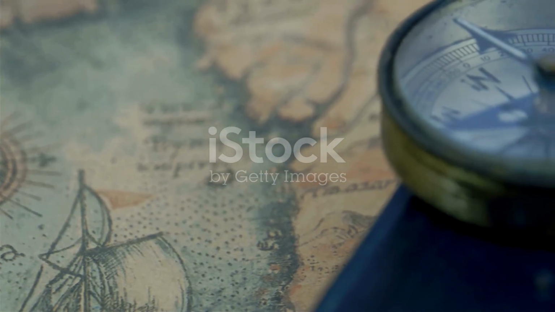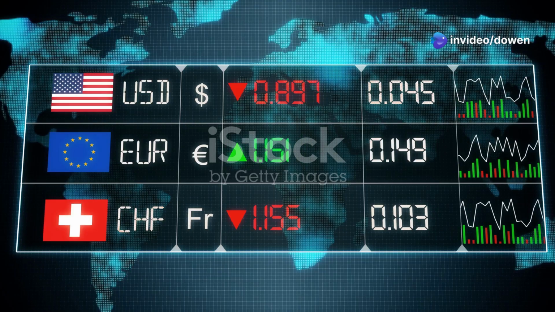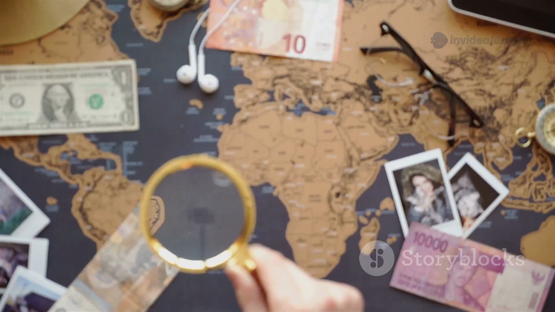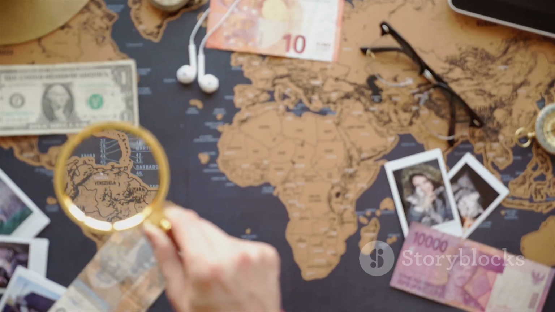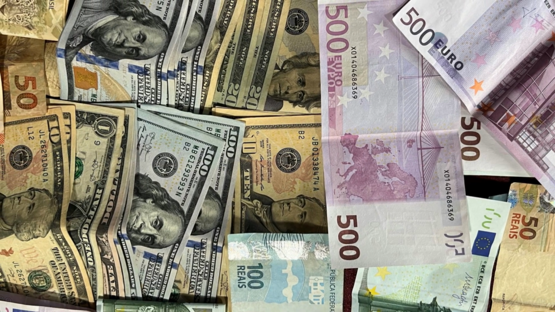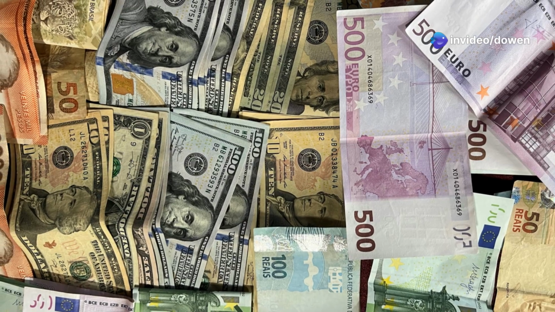Section 5. The Wild Frontier, a look at exotic currency pairs. Beyond the major and minor currency pairs lies a category known as exotic pairs. These pairs are like the adventurous explorers of the currency world. An exotic pair typically consists of one major currency, often the US dollar or euro, paired with the currency of a smaller or emerging economy.